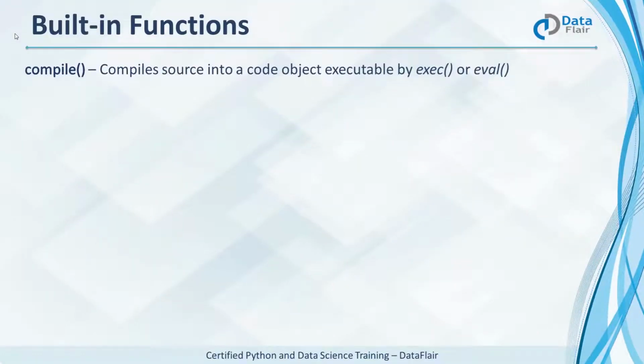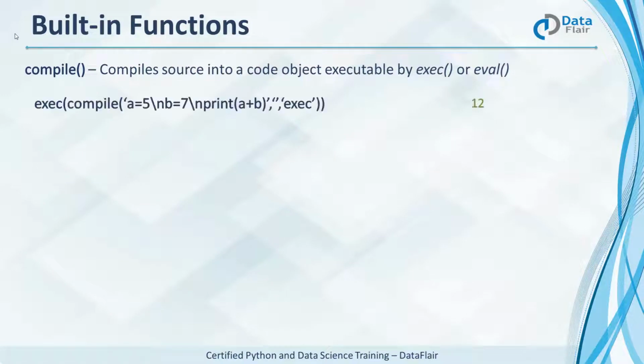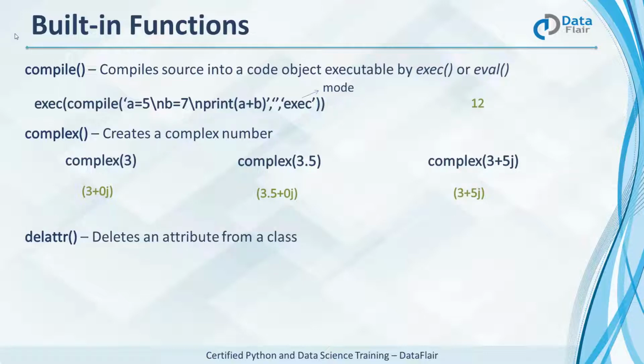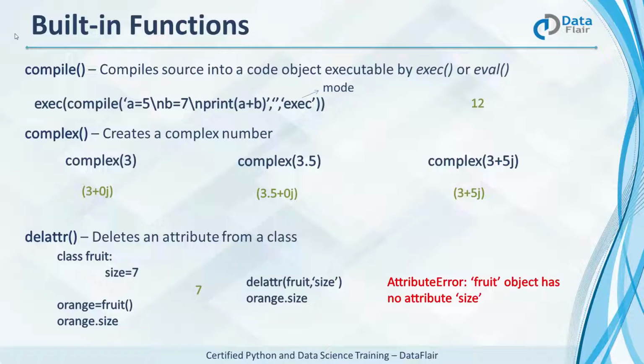Compile compiles the source into a code object that you can execute with exec or eval. This is the code and the mode of compiling. It compiles and prints 12. Complex creates a complex number from another type. 3 becomes 3 plus 0j, 3.5 becomes 3.5 plus 0j, and 3 plus 5j stays what it is. Delattr helps delete an attribute from a class. Size is 7 for class Fruit and object orange. Delete size from class Fruit and access it from orange, and you have an attribute error.